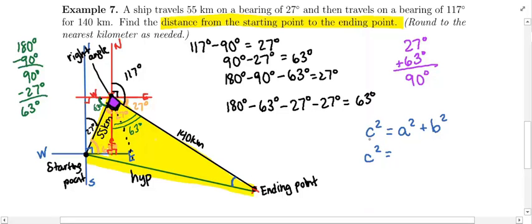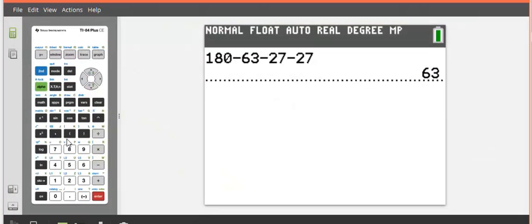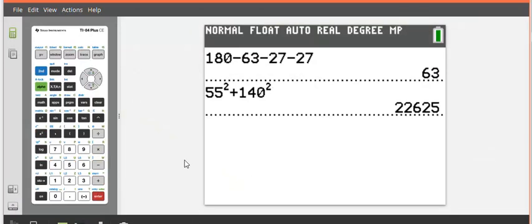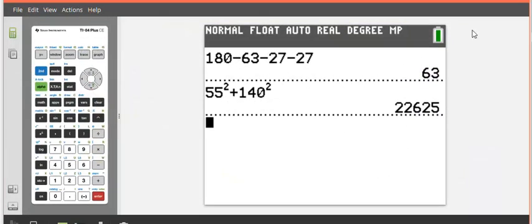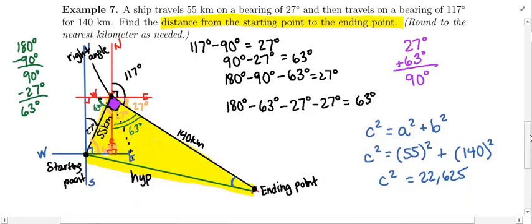If we look at this, the a value is just one of the sides. I'll say it's 55. So this is going to be 55 squared plus b squared. That's going to be the other side, 140 squared. So we need to figure this value out. We're going to go to our calculator. This is going to be 55 squared plus 140 squared. That's going to give us this gigantic number here: 22,625.